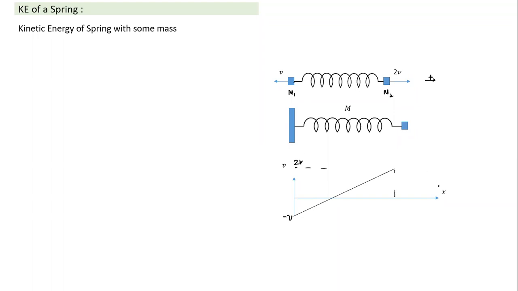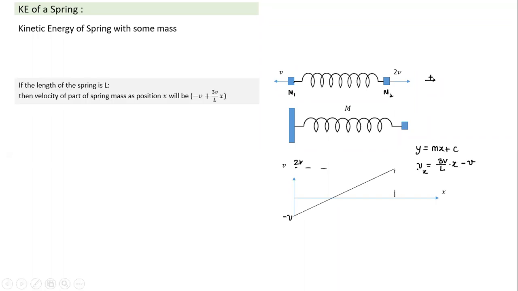How are velocity and x related? Velocity is a linear function of x here, and this is the shape of the curve. The equation is of the form y equals mx plus c, but in place of y we have velocity v as a function of x. The slope is positive here, equal to 3v by L, and the constant is equal to minus v. So we get vx as a function of x, and at a distance x we can find what the velocity will be.